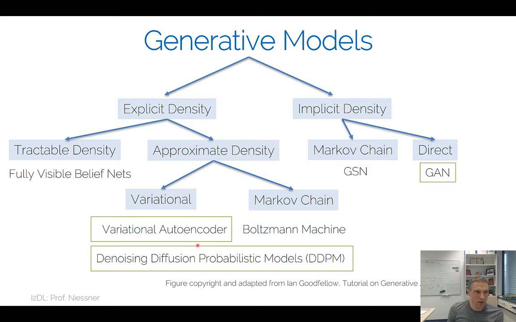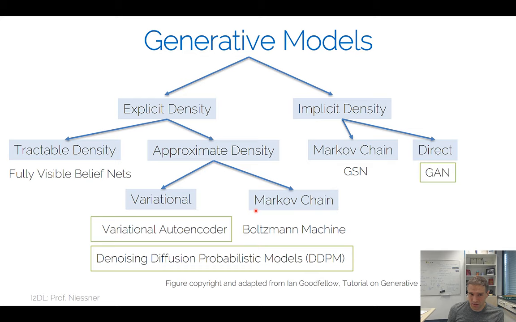Okay, so for generative models, there are basically two things: explicit and implicit density. That's the way the sampling works. If you have an explicit density, you literally have a PDF and you sample from that PDF. Implicit, well, you don't necessarily have that. There are tractable densities and approximate densities; these are the different ways. What's very common are variational models, like variational autoencoders. You're also going to have Markov chains, which have approximate densities.